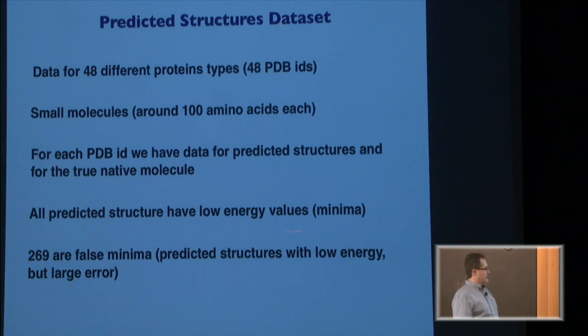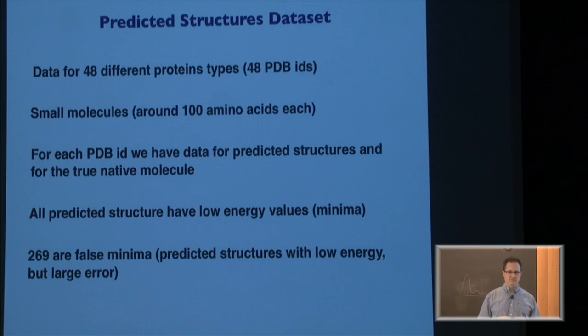In some of the data, the result of the computations gives a not very small energy after the minimization computations. Those we know are wrong, so we're not considering those. The ones we are considering are the ones that have low energy value, right? So the minimization came back and said this has a low energy value, so this should be a correct structure. And among those, many of them have large error. So you have these false minima, right? A little more than half of them have false minima. And the other ones are correct, right?